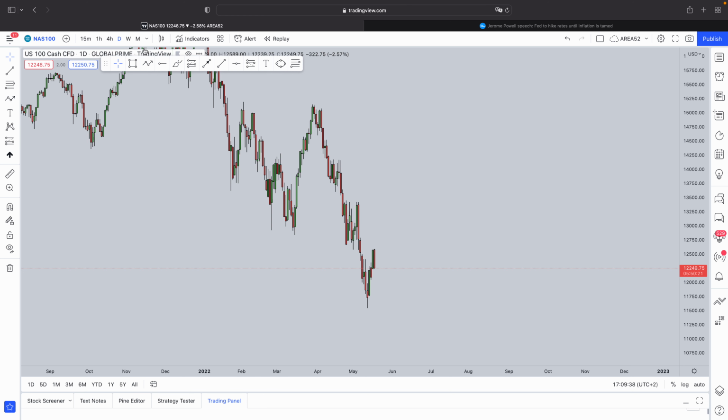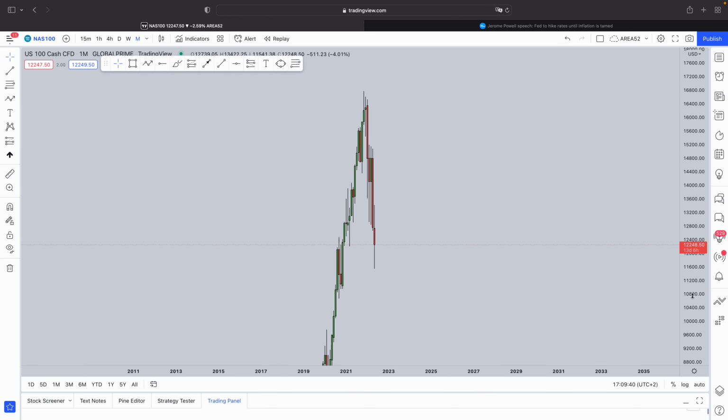Today we are going to take a look at the Nasdaq 100 from a technical, fundamental and order flow perspective.